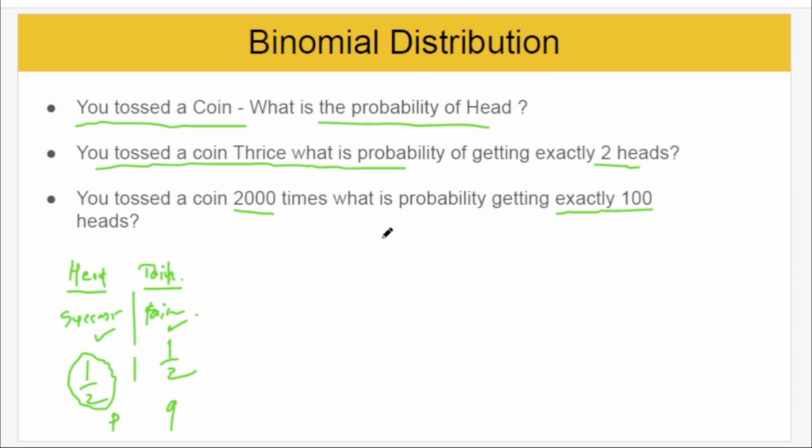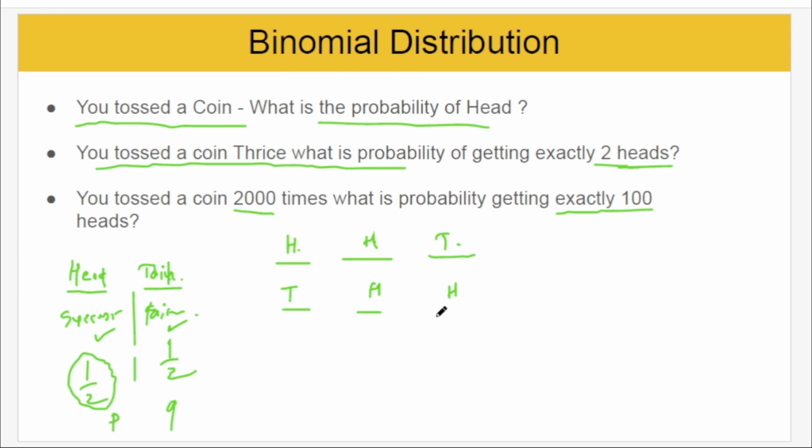So I have tossed a coin three times. I don't know what will happen here: success or failure, success or failure, success or failure. I want to get exactly 2 heads. What are the possible ways I can get 2 heads? Either head, head, tail, or tail, head, head.